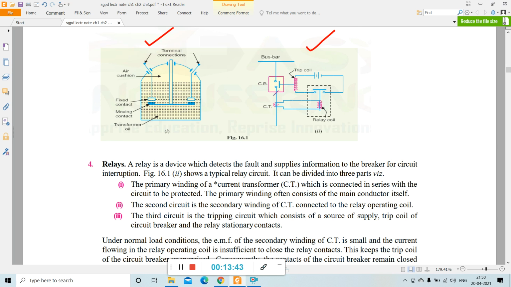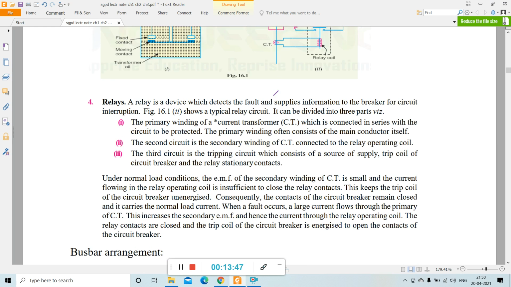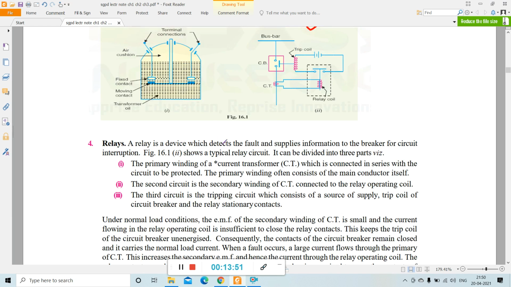Okay, the next switchgear equipment is the relay. What happens in a relay? A relay is a device which detects the fault and supplies fault information to the breaker for circuit interruption. Its main work is to detect the fault and give the supply information to the circuit breaker. Okay, so this is the typical relay circuit.